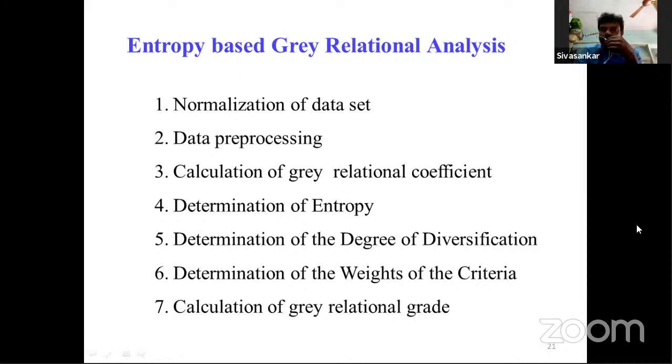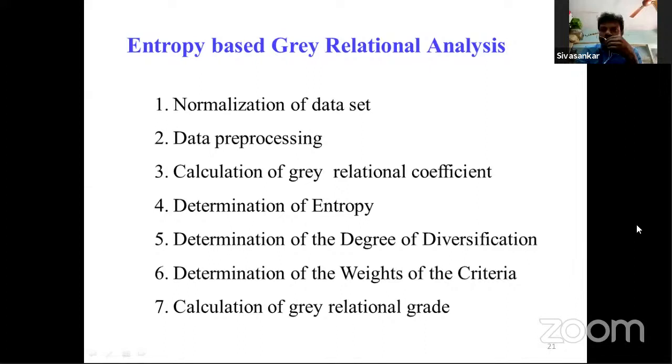Another stage is data processing. To get the gradation coefficient, we need some processing. Say, for example, in this case, I used the S by N ratio to calculate the gradation. Then comes the calculation of the gradation coefficient. Then there is a term called entropy. This quantity, with which we can give a variable weight to each output response, is known as entropy.